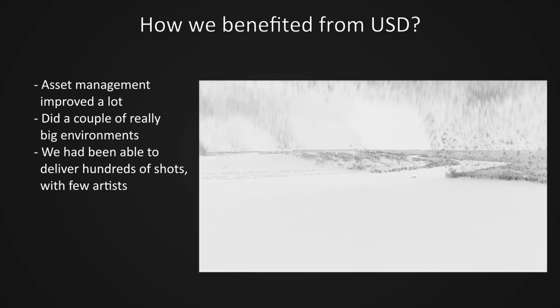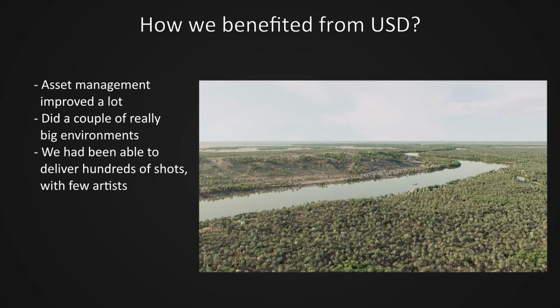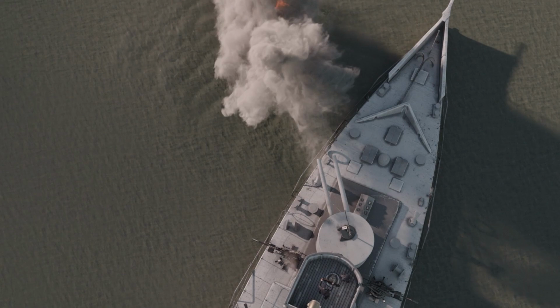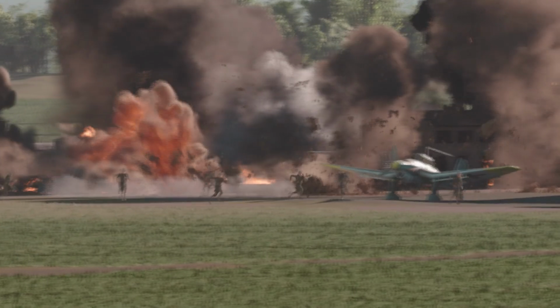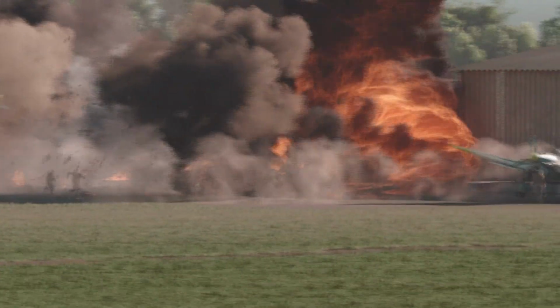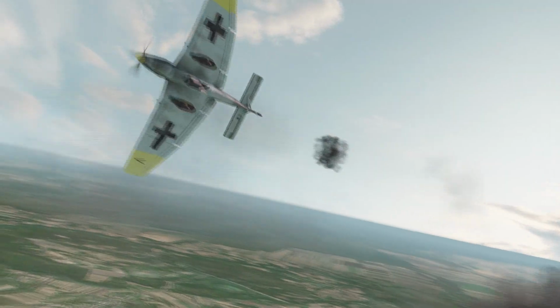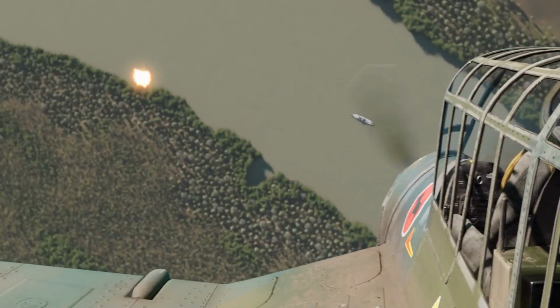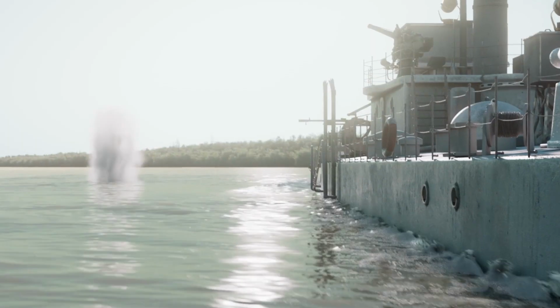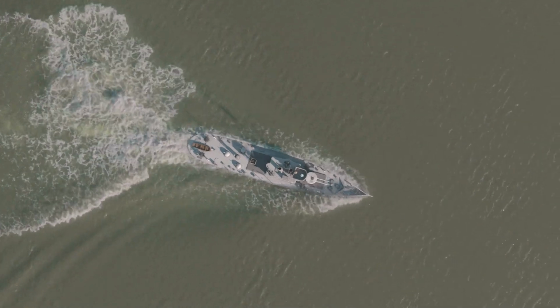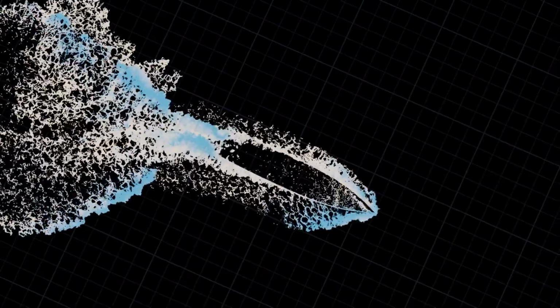What you see here are shots from a Serbian documentary film called Drava. In this project, we had to deliver hundreds of shots with a relatively small team of people. We did a lot of effects like explosions, ground explosions, and building destruction. Also, we did a couple of fully CG environments and dozens of vehicles. For us, this project was a really good testing ground for developing our new USD pipeline.